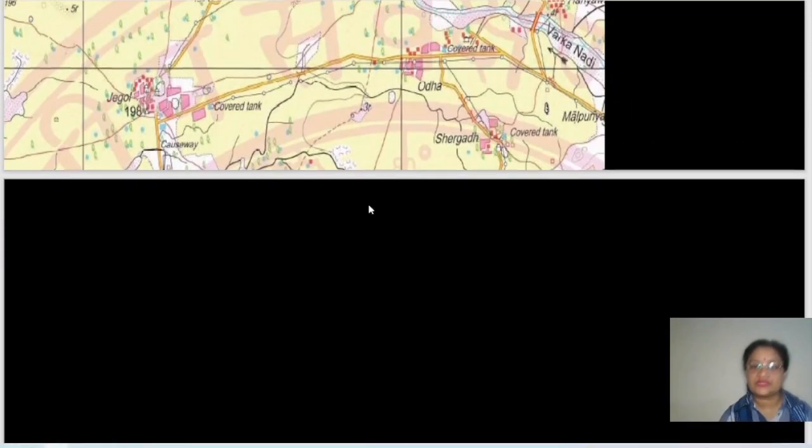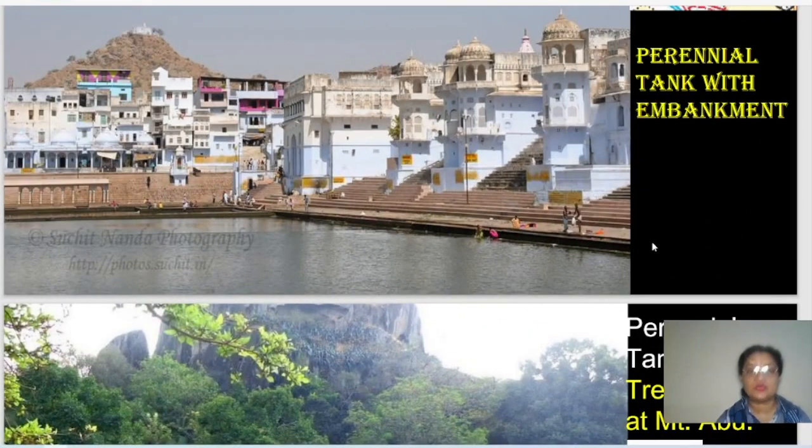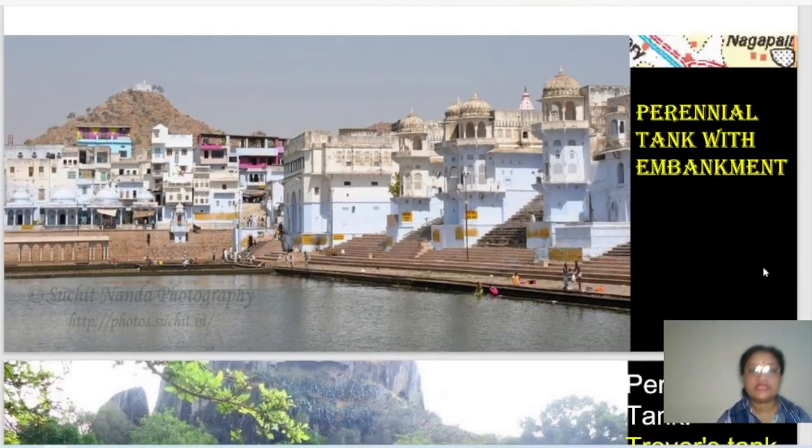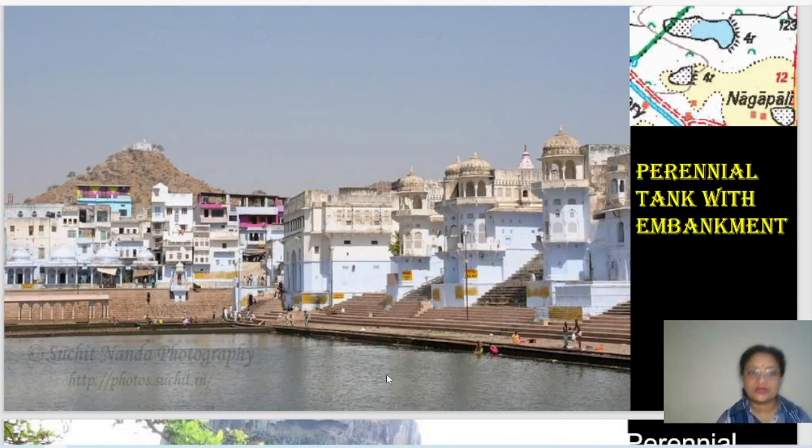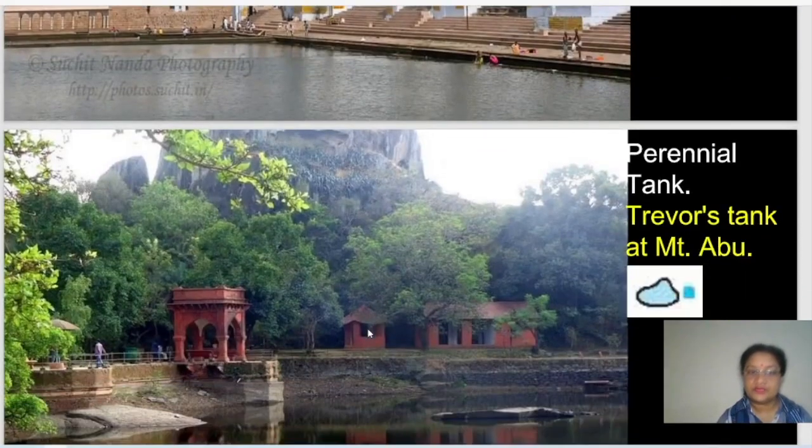Now come to the next one, children. Next is perennial tank with embankment. Okay, now what is this perennial tank with embankment? You can see here very clearly there is a tank right in front of you, and with embankment means artificially it has been made along the sides of it, and this is the symbol of embankment. When it is mentioned 4R, that means it is showing the relative height of the embankment is 4 meters. Okay, so this is the symbol of perennial tank with embankment, and the example of the perennial tank you can see in front of you. Clear? Now come to next one.